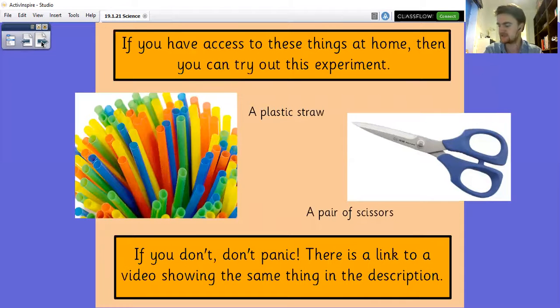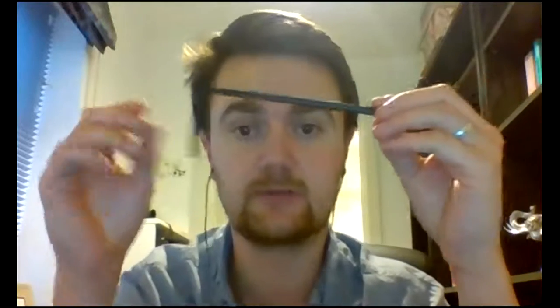So for today's experiment, you will need a plastic straw, some scissors, and possibly a ruler if you've got one. If you've got a plastic straw like this, it's got a bendy bit on it. Oh, sorry. If you don't have these bits and pieces, don't worry. I'm going to attach a video again so that you can observe something and you can still do a write-up of your experiment as if you had done it.